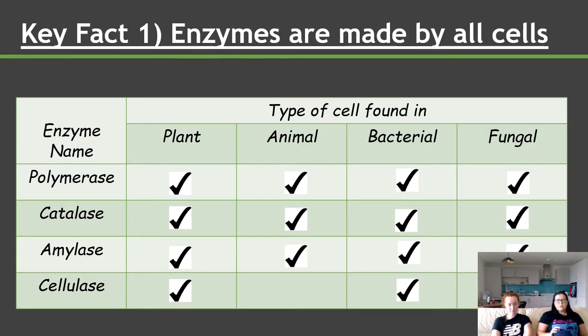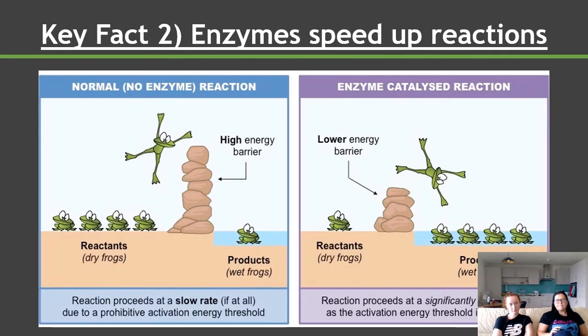Okay, this wee table here is just looking at the idea that all cells produce enzymes. So, for example, there's this enzyme called polymerase. You can find that in plant, animal, bacterial, fungal. It doesn't have to be a human, doesn't have to be an animal, but plant, animal, bacterial, and fungal, they all have enzymes inside of them. And sometimes we see the same enzyme across multiple different creatures, species, and that's because it's performing a crucial keeping you alive role.